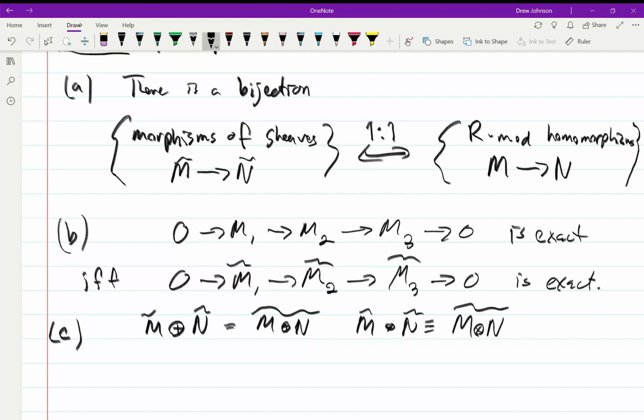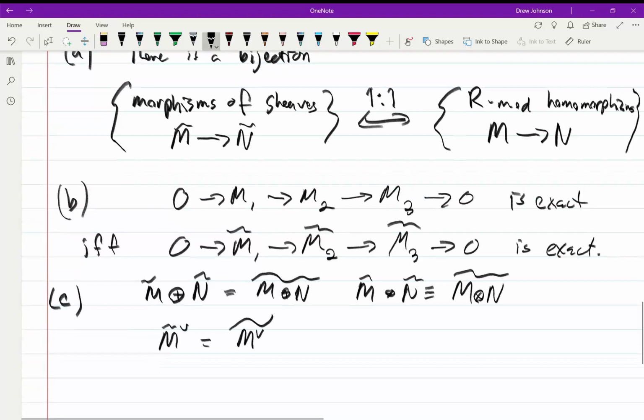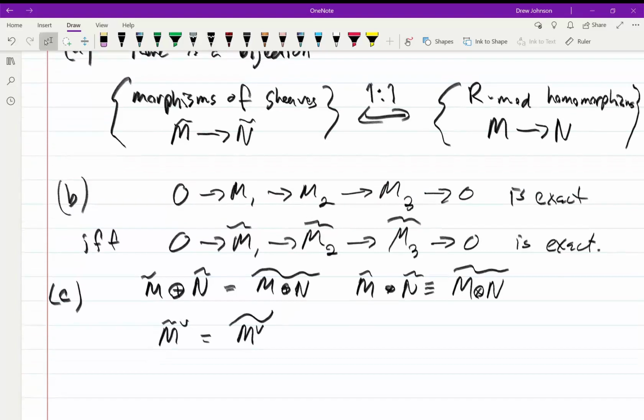And also for the dual sheaf. Okay. All right, so let me just say a few words about the proofs of these.